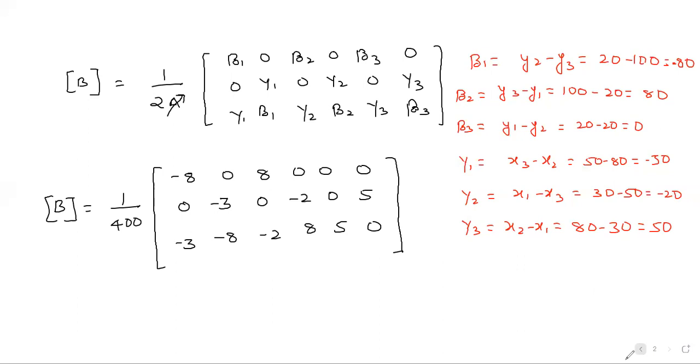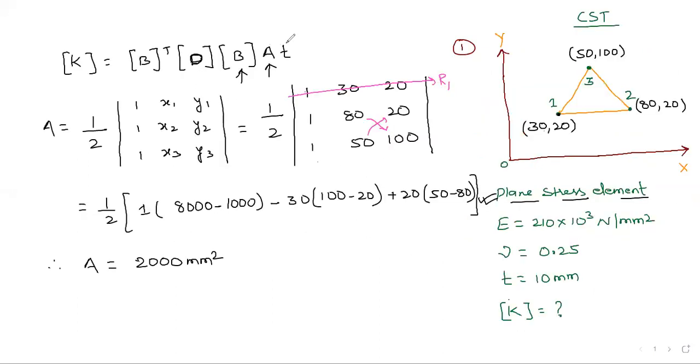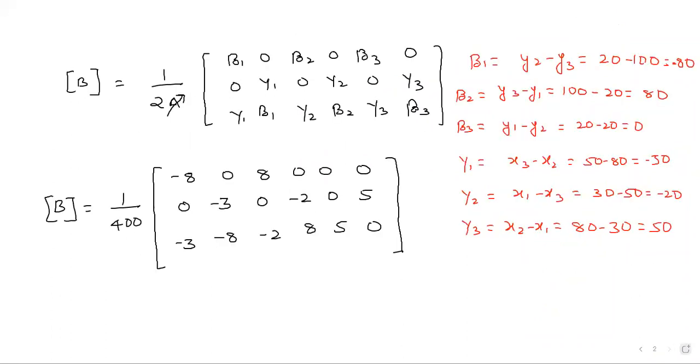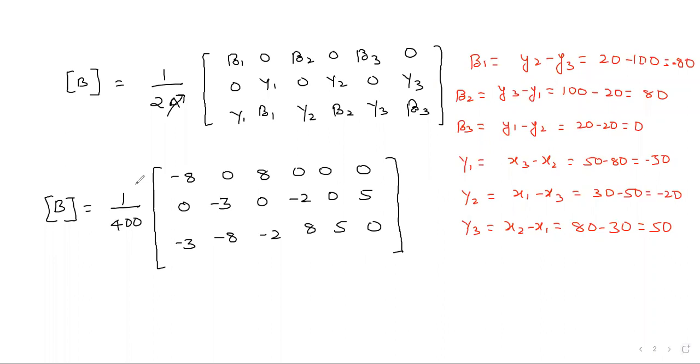So we have calculated thickness already given, we have calculated A, we have calculated B. As soon as we have calculated B, we can calculate B transpose also. So let us calculate B transpose now. B transpose matrix can be written as 1 by 400 as it is outside. How are you going to find the transpose? Just convert the rows into columns. This is row number 1, make it column number 1. The horizontal will be converted into vertical.